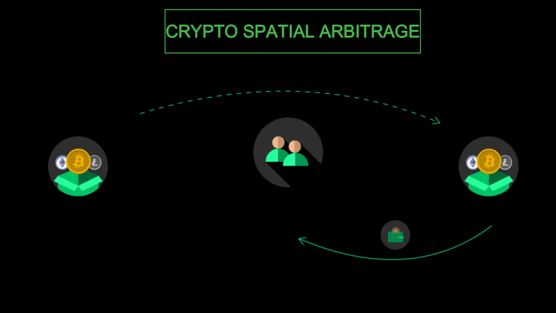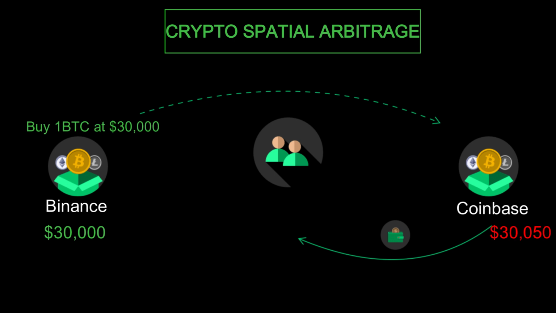Let's take another, crypto, spatial arbitrage example. Let's say Bitcoin on Binance USDT is $30,000 and Bitcoin on Coinbase USDT is 30,050. So someone can buy one Bitcoin on Binance at 30,000 and sell one Bitcoin on Coinbase at 30,050. So the difference, $50, is the profit. Now you understand spatial arbitrage. The asset must be the same, whether it is stock or crypto, but the exchanges are different, physical or online. So the prices are different on different exchanges.